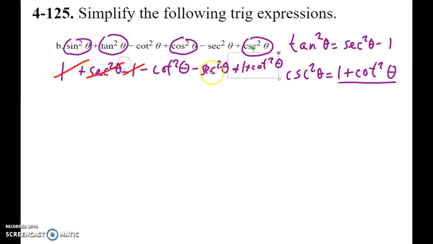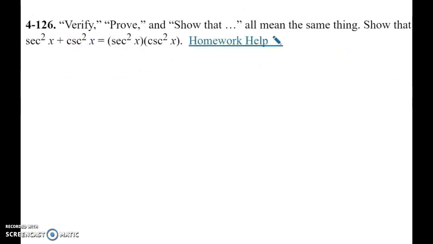Secant squared minus secant squared makes 0. And negative cotangent squared with a positive cotangent squared. And the only thing that's left is 1. So all of this simplifies to 1. If I prove, show, or whatever, that all means the same thing.